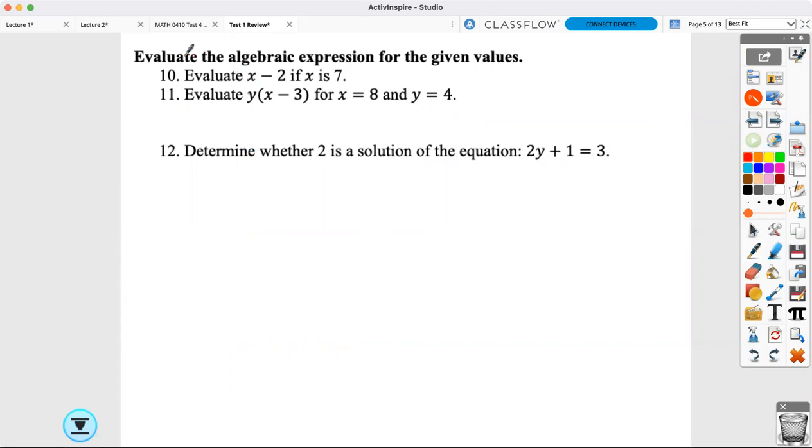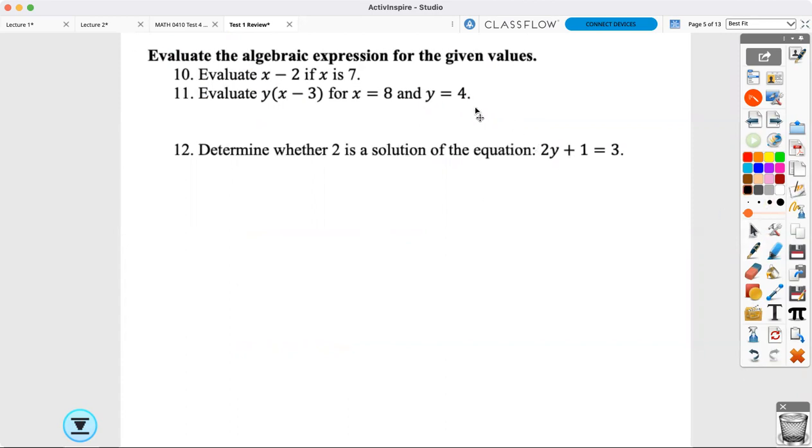So for 10, we're gonna evaluate the algebraic expression for the given values, which means we're gonna plug in, right? Plug them in. So on number 10, evaluate x minus 2 if x is 7. So what does that mean for 10? What are we gonna do? Anyone want to share with the class what we'll be doing for number 10? I know you're writing it, but anyone feel confident enough to share?